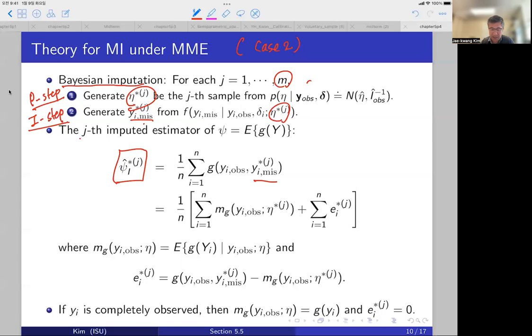To understand the uncertainty and investigate the statistical properties, we can first decompose it this way. This is the imputed estimator, this is the posterior value, and then the difference. That is the imputation randomness, so there's a randomness in the I step, and this is the P step.